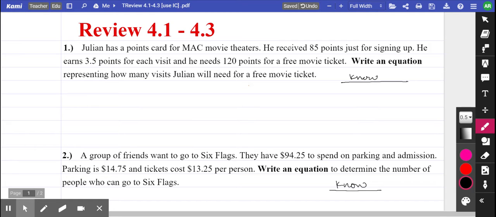He received 85 points for just signing up. He earned 3.5 points for each visit, and he needs 120 points for a free movie ticket. We're just writing an equation to represent how many visits Julian will need for a free movie ticket.